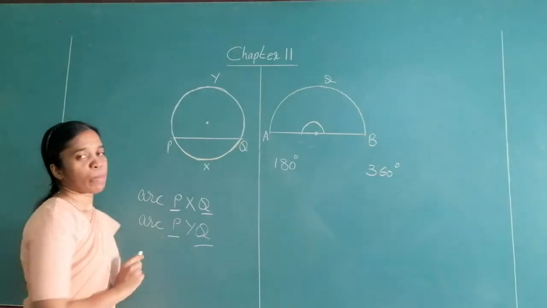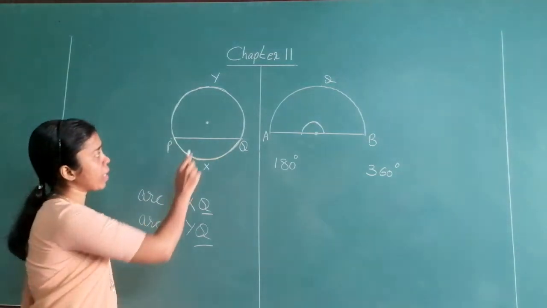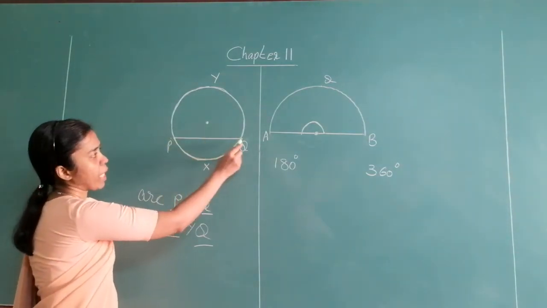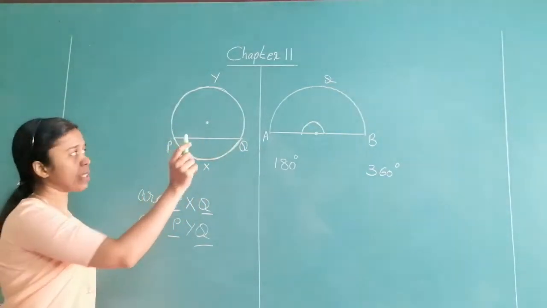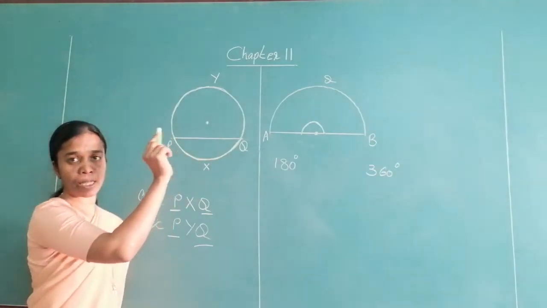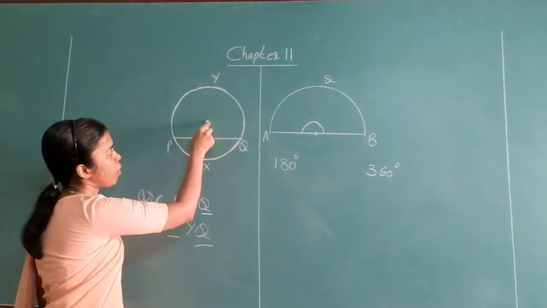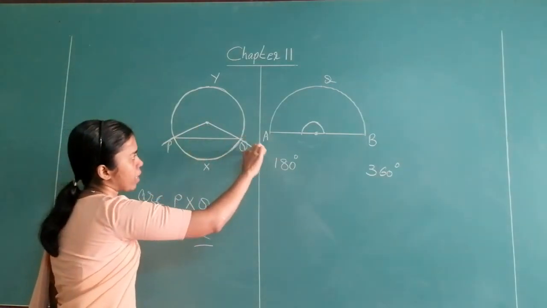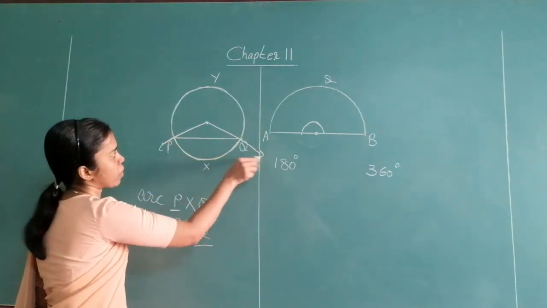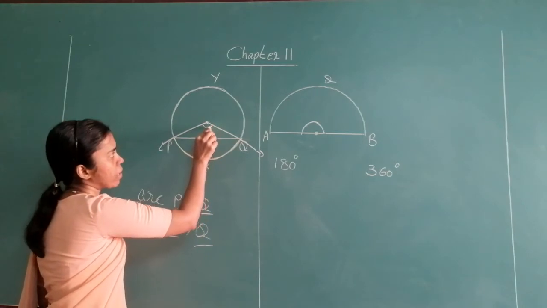Suppose you want to know the measure of a minor arc over here. These are the endpoints, and as I said, the measure of the arc is always at the center. You have to calculate the central angle. How do you do it? Draw the angle at the center passing through the endpoints. Now you measure this angle.